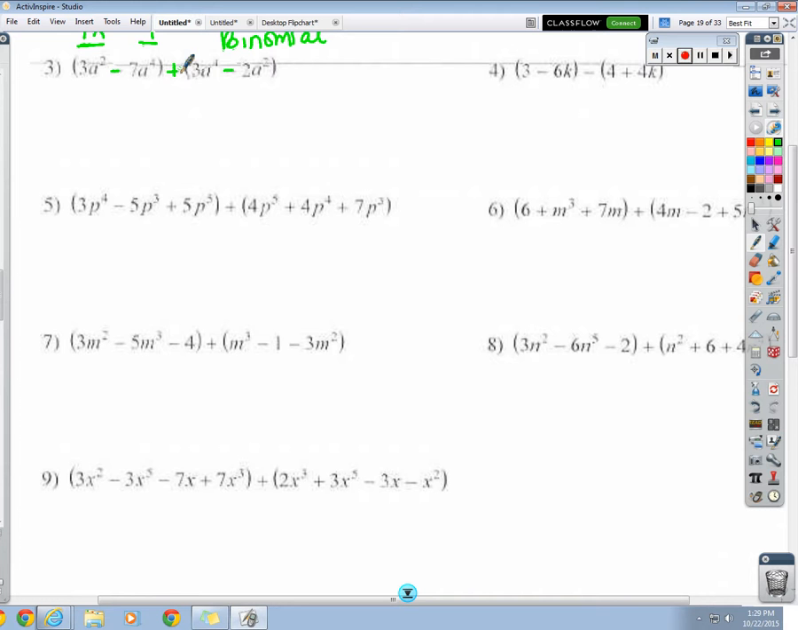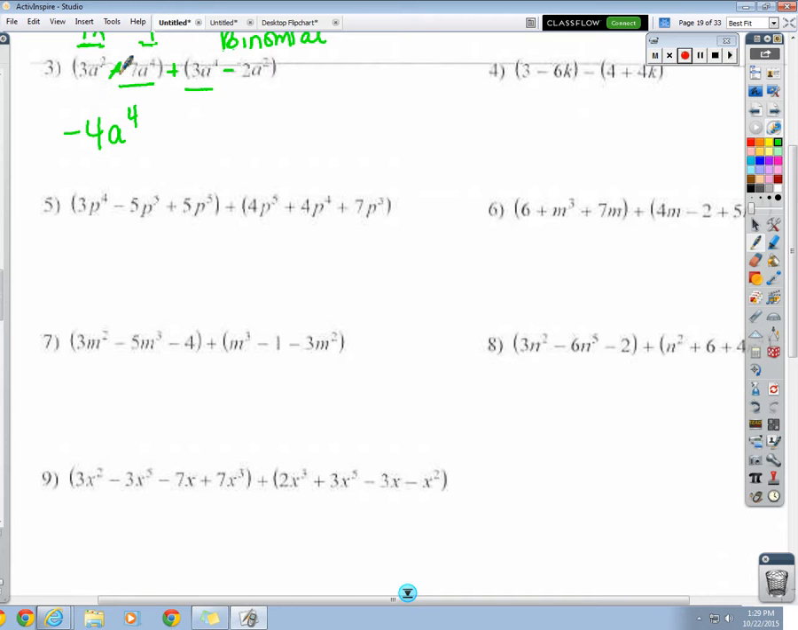Now, normally I would just start from left to right. But this morning, my co-teacher suggested a good idea. Aren't we going to want to put this in standard form at the end? Yeah. So why don't we just do it in standard form as we go? Why don't we start with this one since that's the largest exponent of the problem? And what can it be combined with? The 3a to the 4th. So what is a negative 7 plus 3? Negative 4a to the 4th.